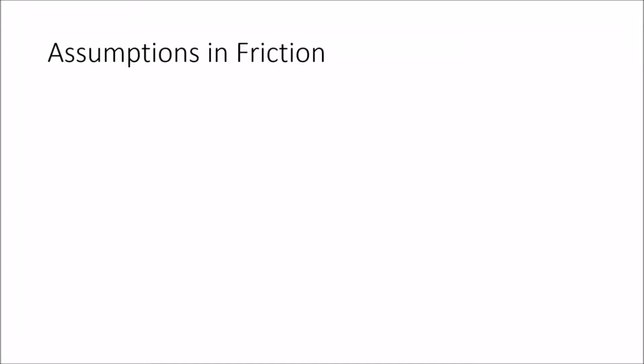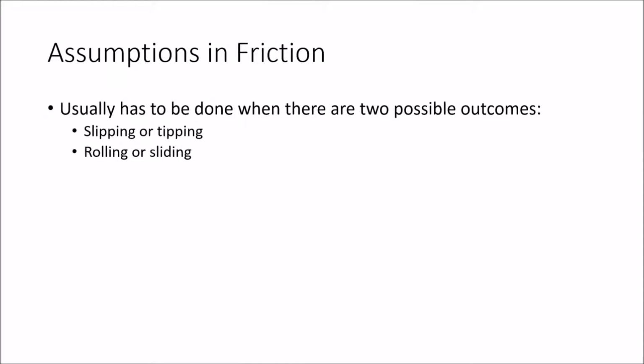Often we have to make assumptions in friction. This means that we need to know if an object is behaving one way or another, because usually there are multiple ways for an object to behave. The two we will cover are slipping versus tipping and rolling versus sliding. It is always important to prove that whatever assumption you make is true or false.